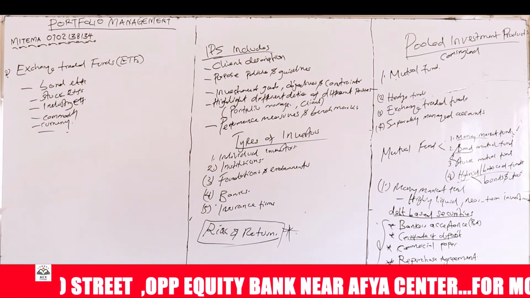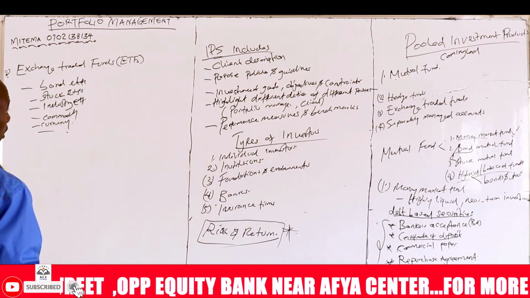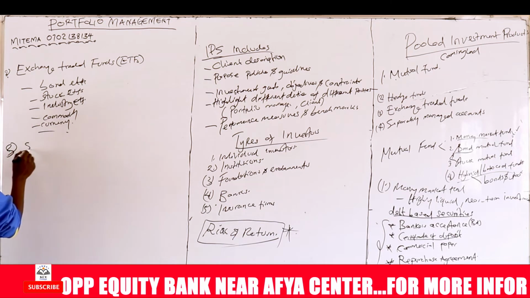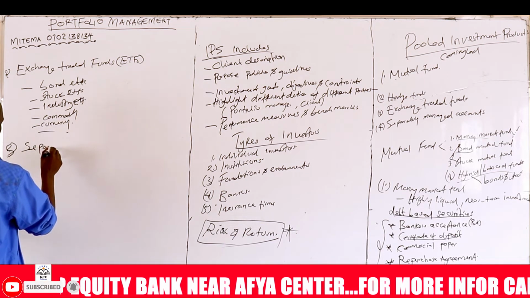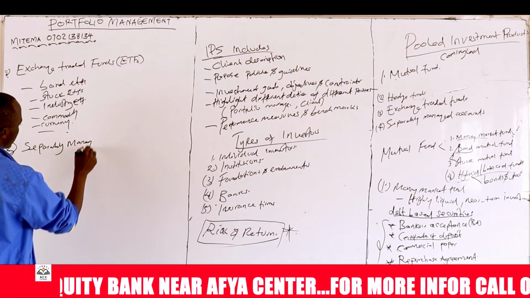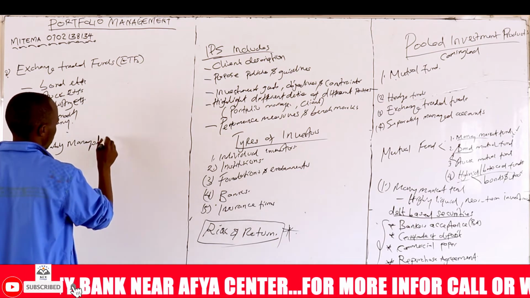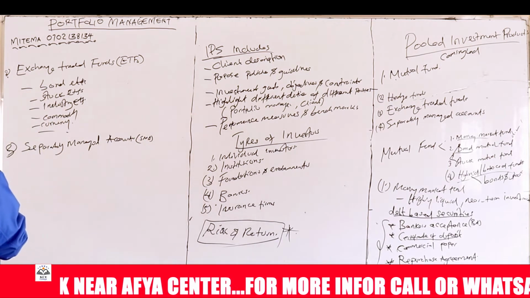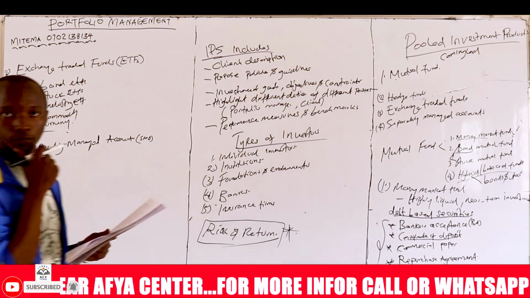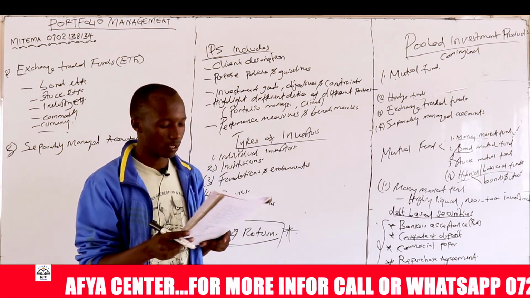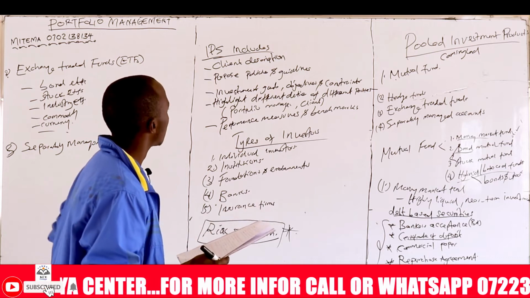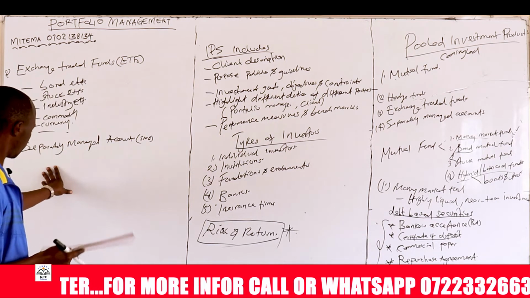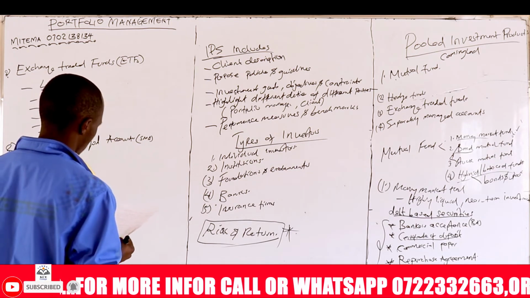So let us look again at another example of approved investments. We have the separately managed account, what we call SMA. Number 3, the separately managed accounts. So an SMA is an investment portfolio managed exclusively for the benefit of an individual or an institution.